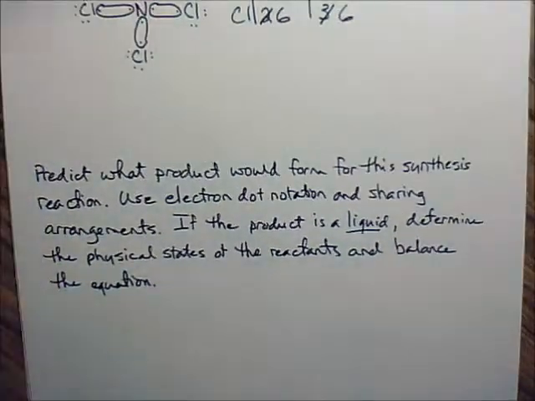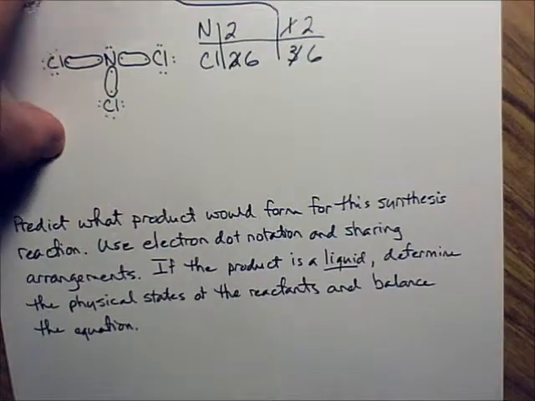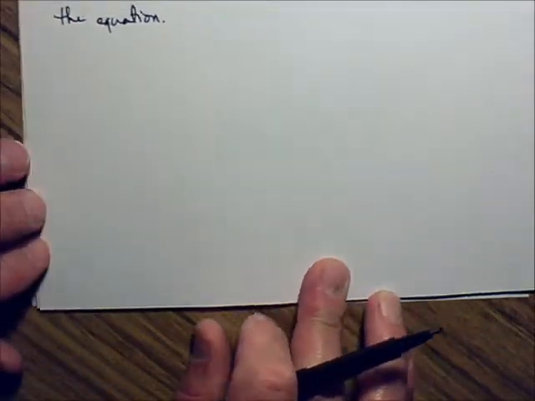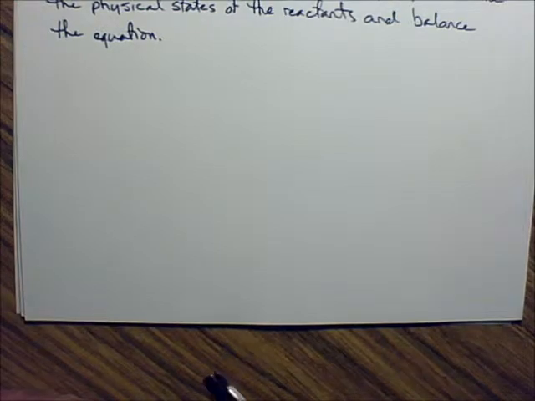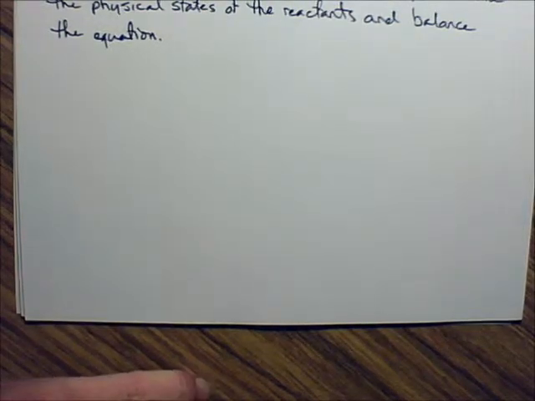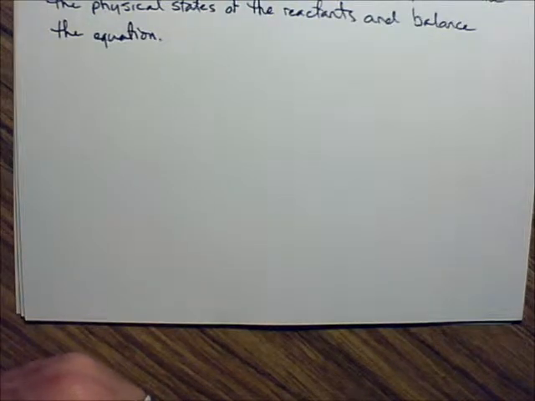All right, then let's talk about determining physical states. We started out the class talking about 11 elements whose physical state will be a gas as long as they're not bonded to anything else. They can be bonded to themselves and still be a gas. But as long as they're not bonded to anything else, they will be a gas.